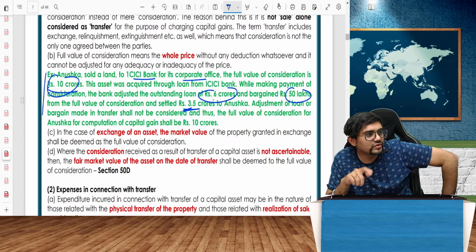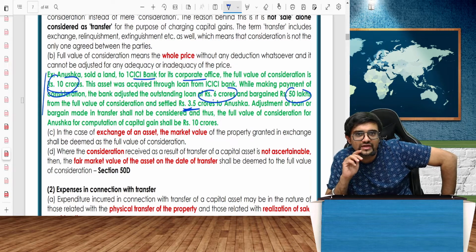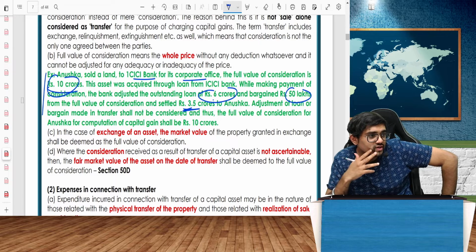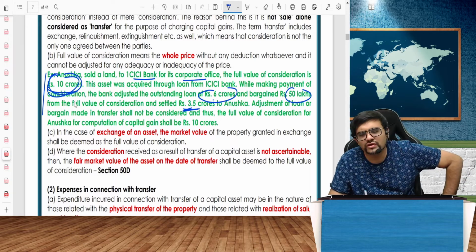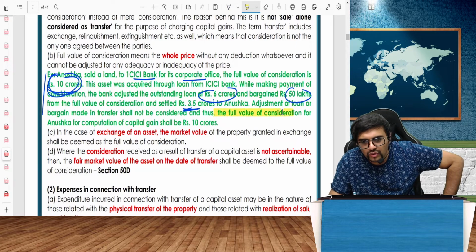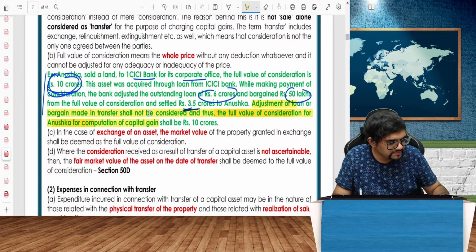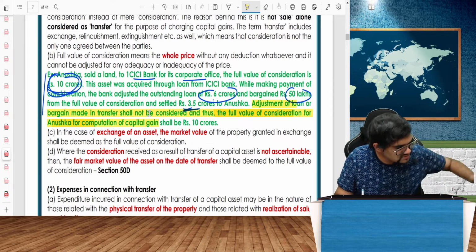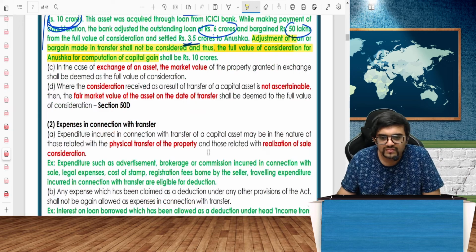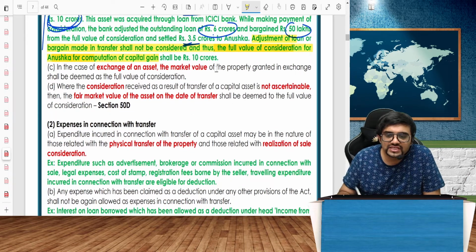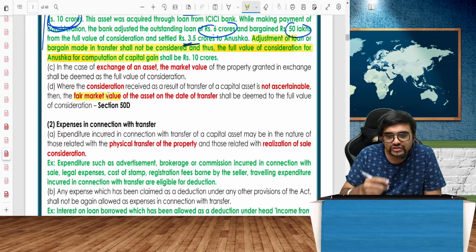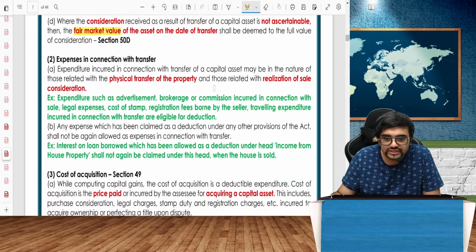Answer. Full value 10 crore, 9.5 crore, or 6 crore. Always 10 crore. See, MCQ they can ask you. Full value will have no adjustments, my dear friends. No adjustments. Absolutely no adjustments. If the consideration is not ascertainable, FMV I should take. Valuation officer will come and all those things.